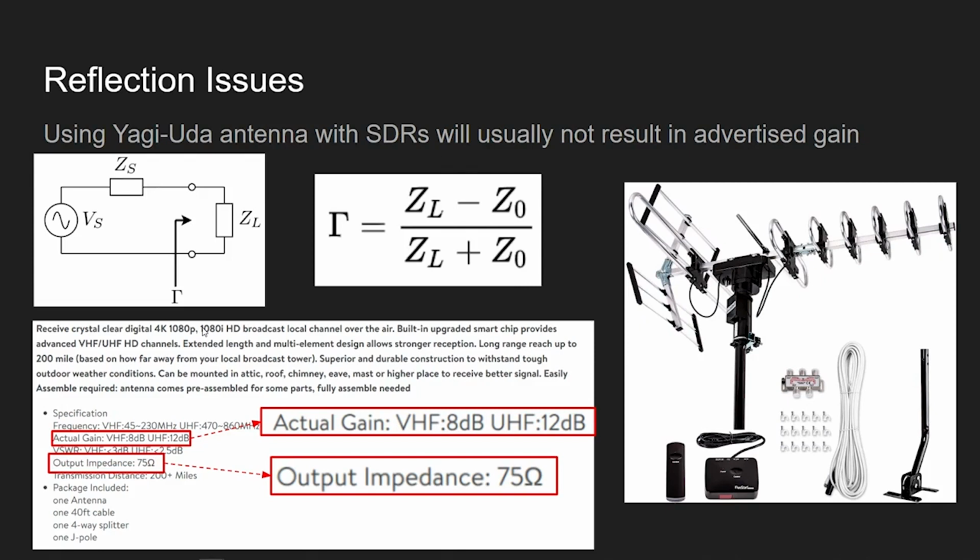The reflection coefficient with the 50 ohm transmission line outlined by Z0 and 75 ohm antenna outlined by ZL would be 20%. This means that the gain of 8 and 12 decibels will be lower. This issue can be solved by matching transmission lines with various methods, but that will not be discussed in this presentation.